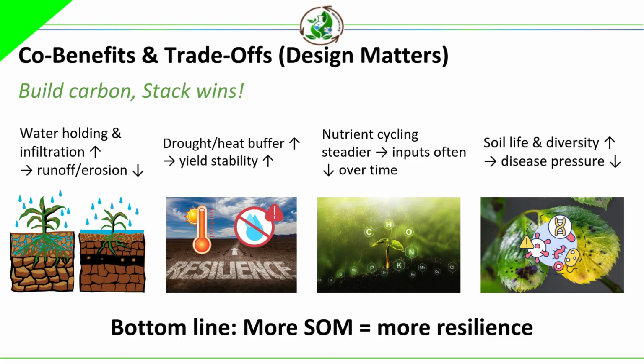The trade-offs? Well, if we overwater or mismanage a rich soil, we might get more nitrous oxide or N2O emissions, a potent greenhouse gas, or soil compaction from heavy machinery. Or, say we leave too many crop residues. They could harbor pests if not managed. The key is careful design, getting the benefits while avoiding pitfalls. We'll discuss these stacks and balances next.